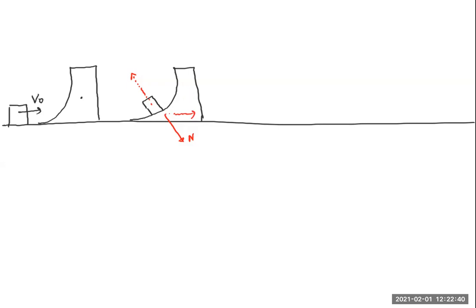Wedge acquires a velocity in this direction. Let me use a different color for velocity. Wedge acquires a different velocity in this direction. And as the block keeps moving up the wedge, the velocity of the wedge keeps on increasing until finally the block is at the topmost point of the wedge. And when it is at the topmost point, velocity has become something. Let's say V.